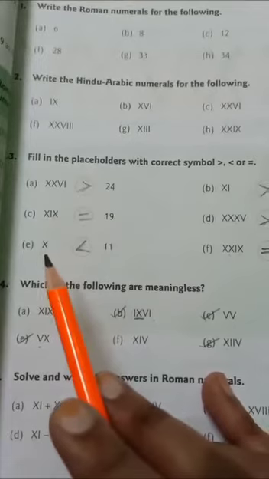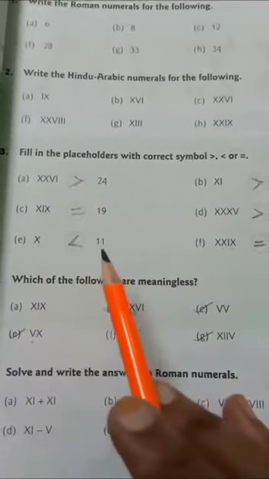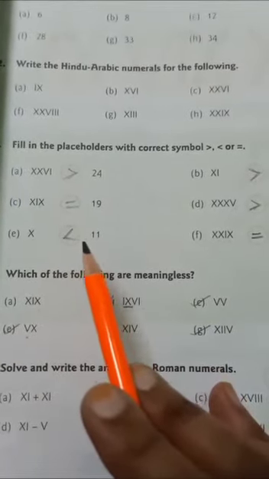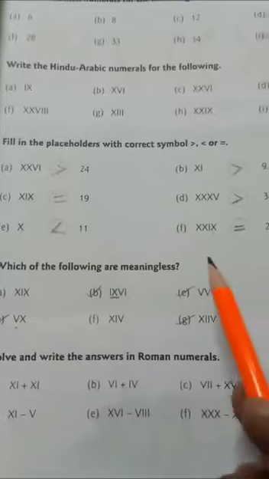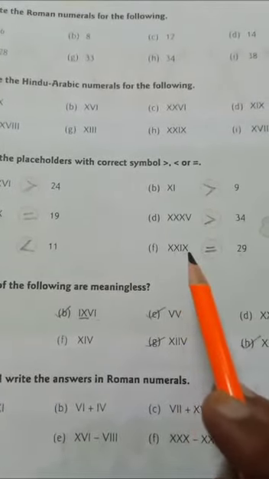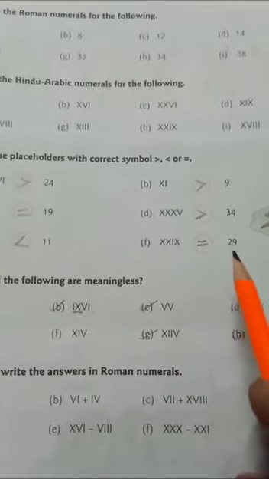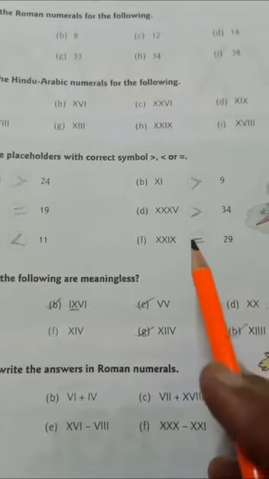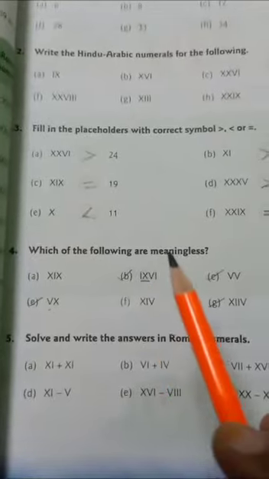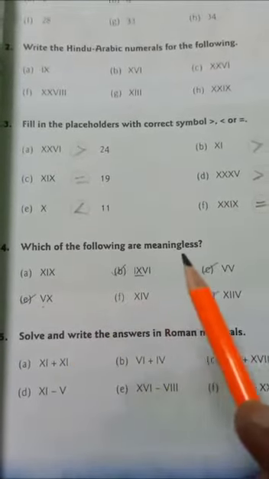Here in part E, X represents 10 and here it is written 11. 11 is greater than 10, therefore we will put the mark of greater than. In part F, it is written X, X, I and X. X, X means 20, I and X means 9. And here also 29 is written, therefore we will put the mark of equal to. The next question is also to be done in the book only. Which of the following are meaningless?